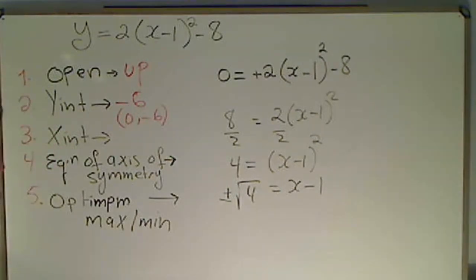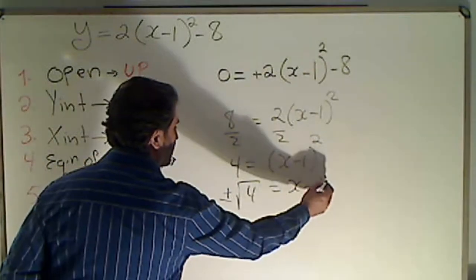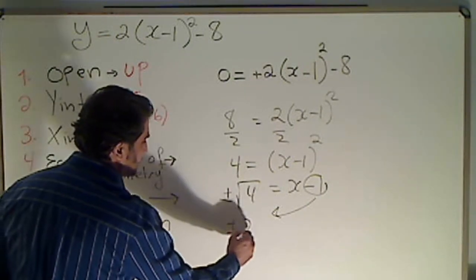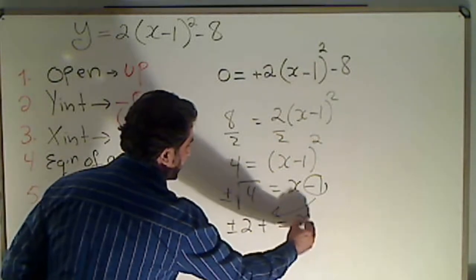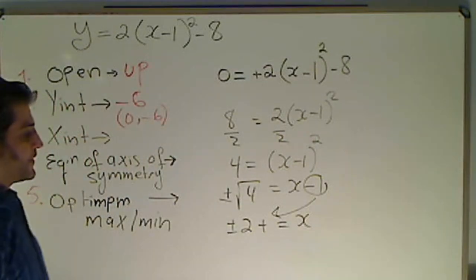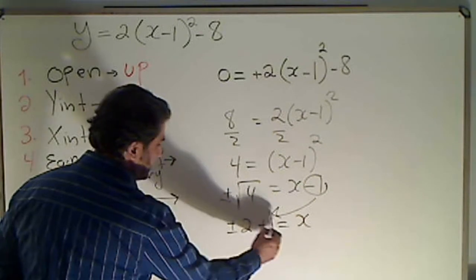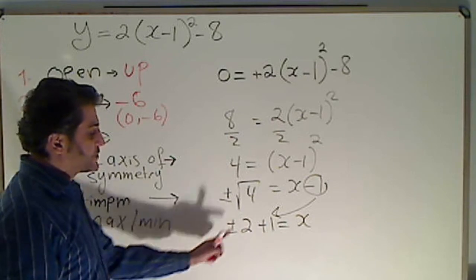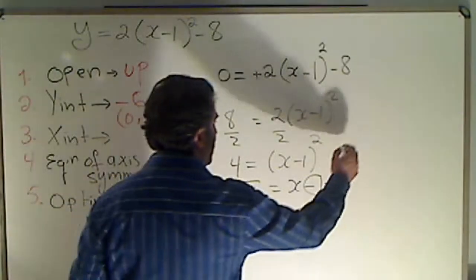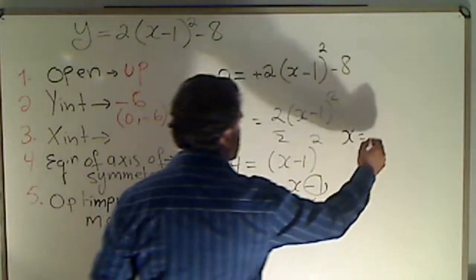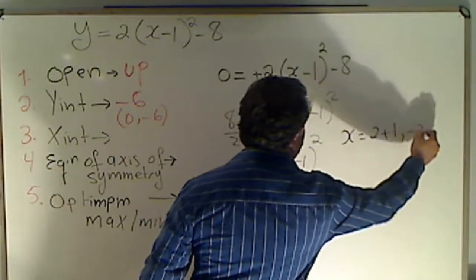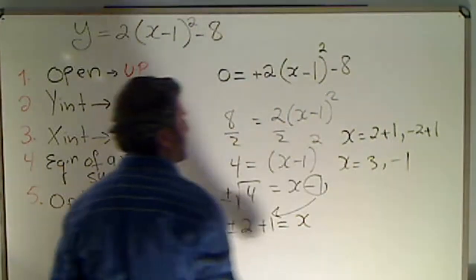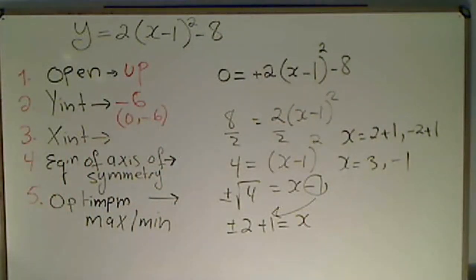And the very last step is to isolate x, meaning that to get rid of negative 1, we bring it to the other side of the equation. So here we have plus or minus 2, plus 1, equals x. What that means, to find the x-intercepts, is plus 2 plus 1 and also negative 2 plus 1. That's what the plus or minus means. So we have x equals 2 plus 1, comma, negative 2 plus 1. So in this case it would be 3 and negative 1. And those are our x-intercepts.